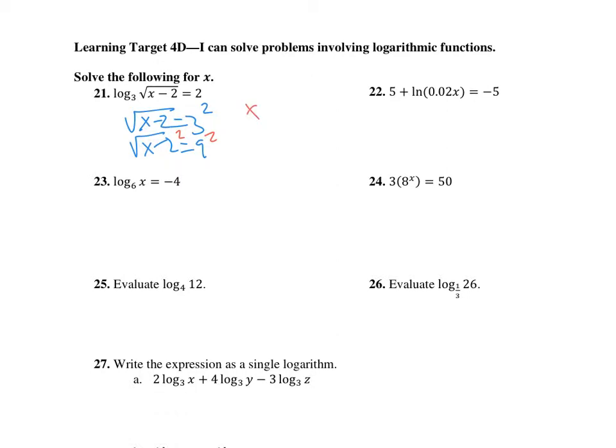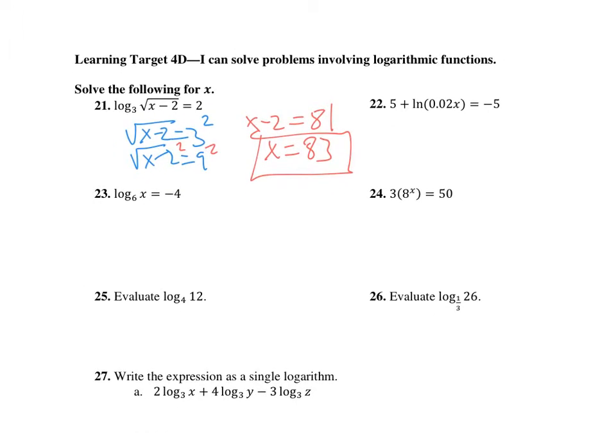Then we've got x minus 2 equals 81. Add 2, we get 83. When you're dealing with logarithmic equations, always plug it back in to see if that solution causes a problem with the domain. So 83 is just fine. Plug in 83, it all comes out positive. And remember, the domain of a logarithm requires positive numbers inside.